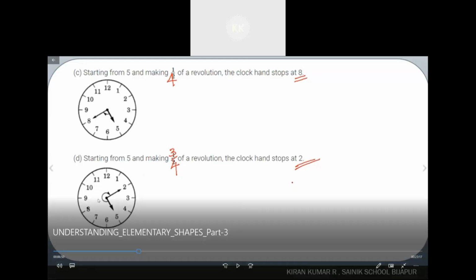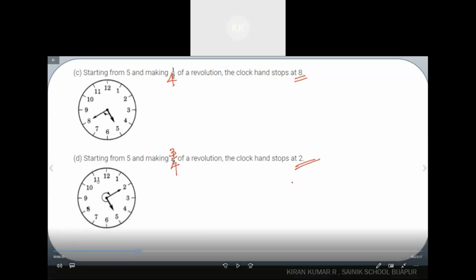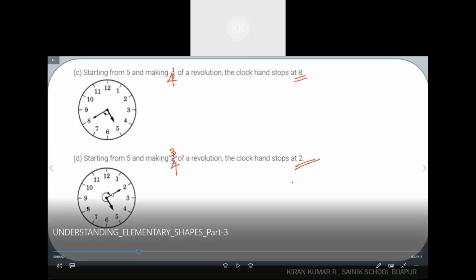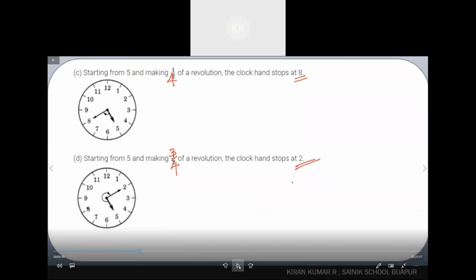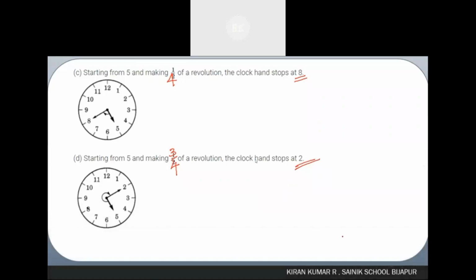Yes, sir. Till 11 o'clock, half a revolution is 180 degrees. From 11 to 2, again 90 degrees. Totally 270 degrees. Because each hour has 5 degrees. Yes, you are right. Hope I have made it clear.